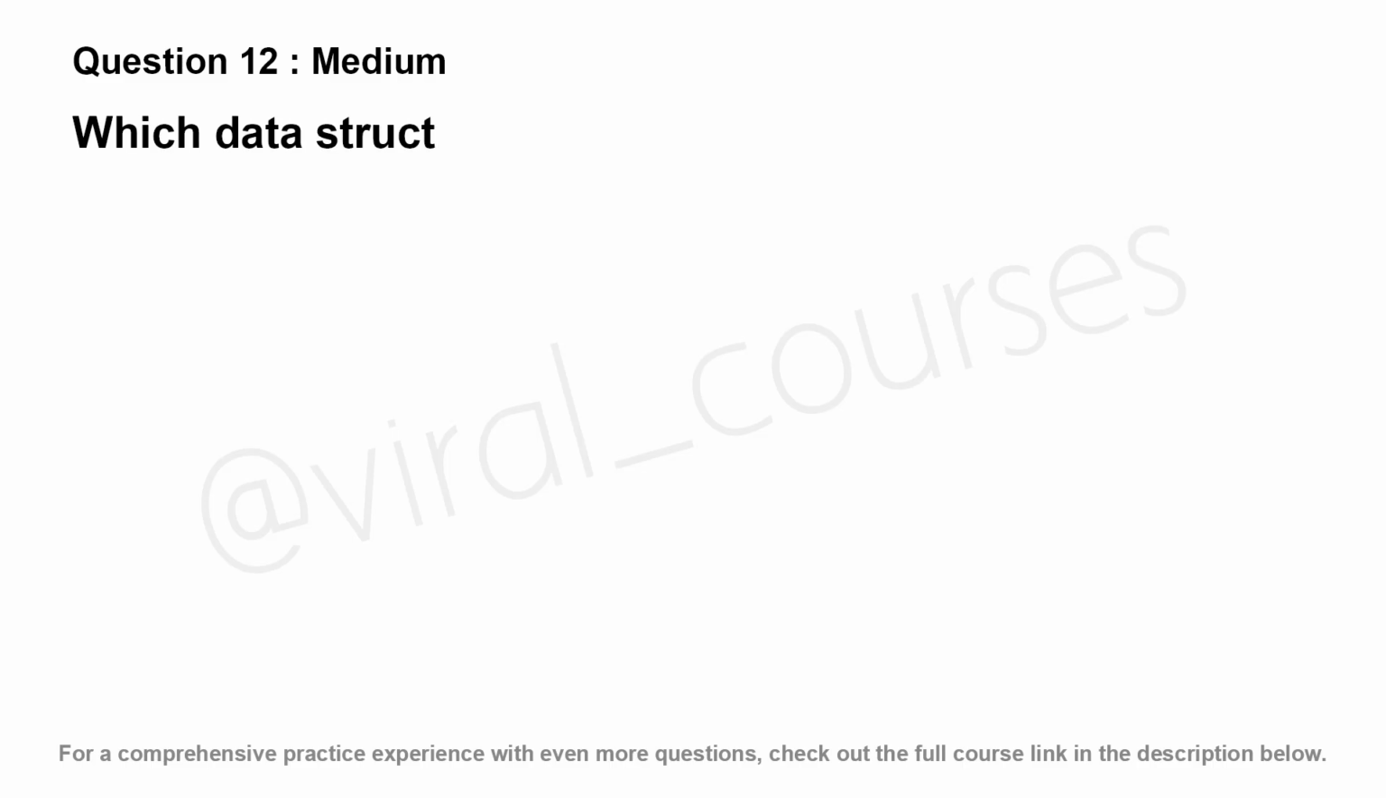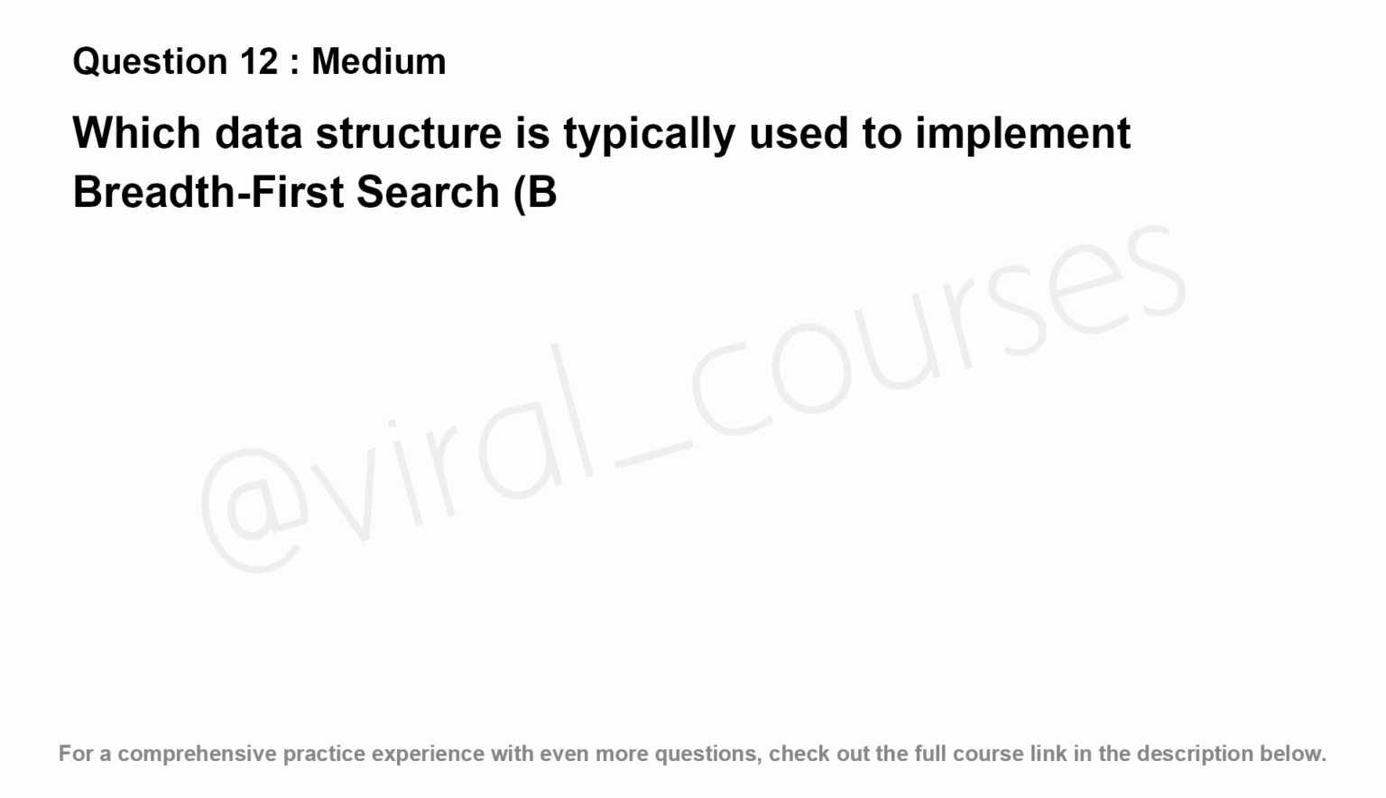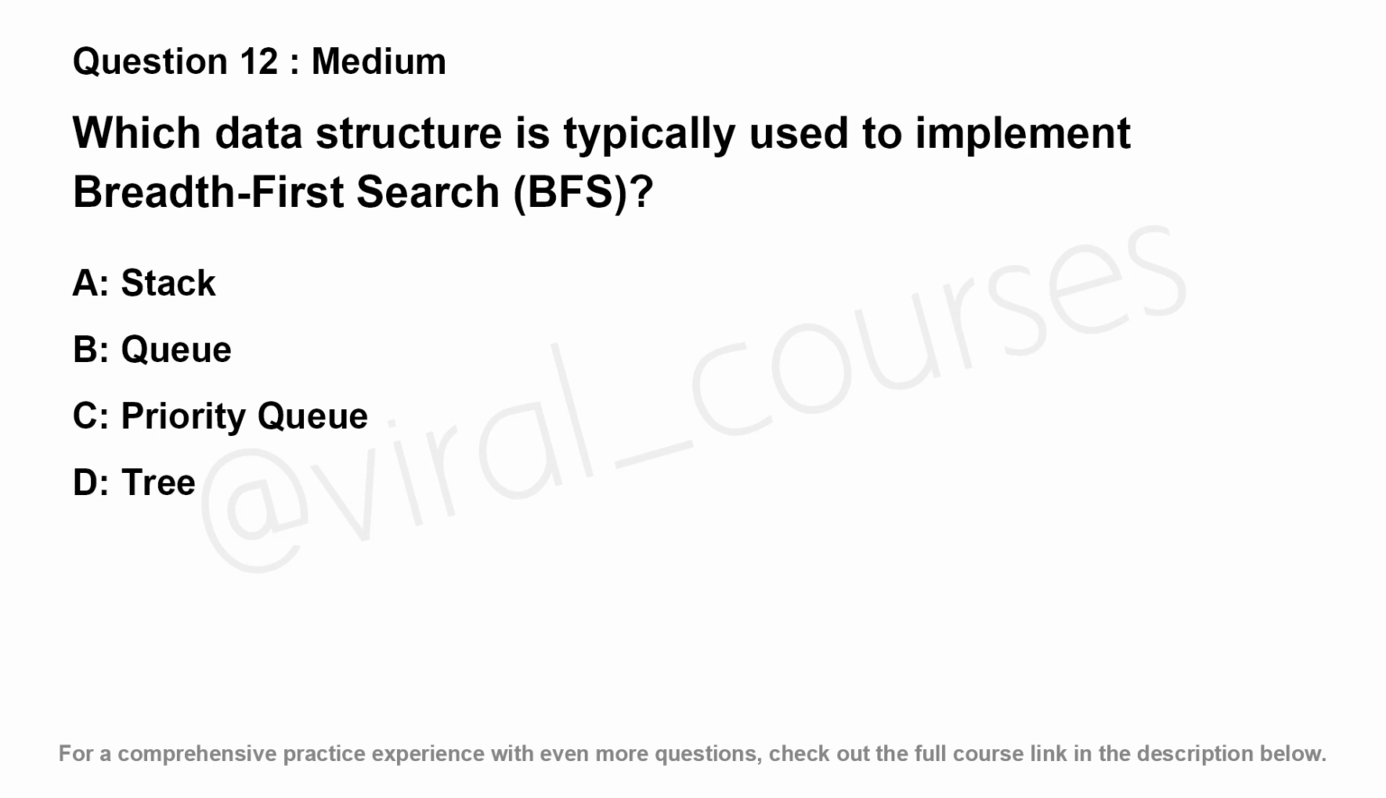Which data structure is typically used to implement breadth-first search, BFS? Option A, stack. Option B, queue. Option C, priority queue. Option D, tree.